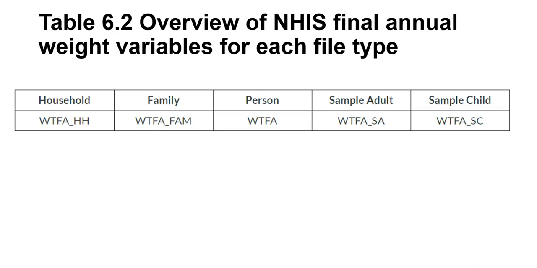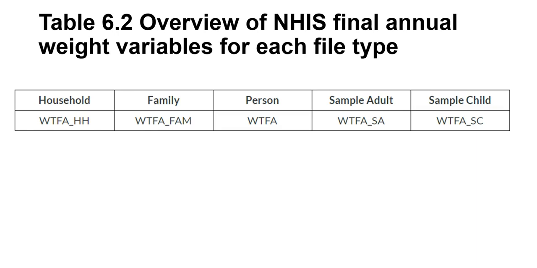If you're only including data from the household file, you would use the WTFA_HH. If you're only using data from the family file, you would use the WTFA_FAN weight. If you're only using data from the person file, you would use the WTFA weight. If you're only using data from the sample adult file, you would use the WTFA_SA weight. And finally, if you're only using data from the sample child file, you would use the WTFA_SC weight.